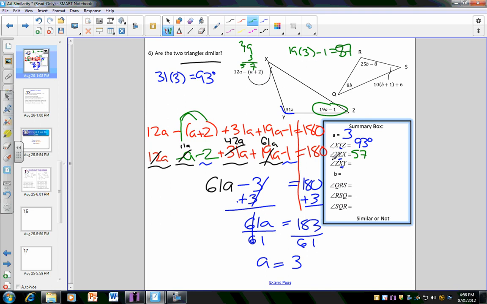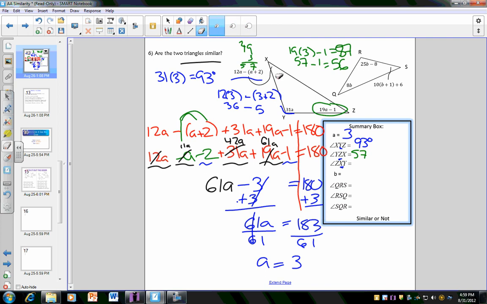And the fun one, ZXY, is 12A minus the quantity A plus 2. So 12 times 3, once again, minus the quantity of 3 plus 2. Gives me 12 times 3 is 36, minus 3 plus 2 is 5. 36 minus 5 is 31 degrees. Oh, I already made a mistake. I already see something that I did. Okay, 19 times 3 is 57. You didn't catch me, guys. But I forgot to do 57 minus 1, which is 56. Okay, sorry about that.